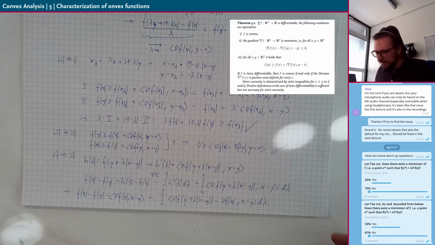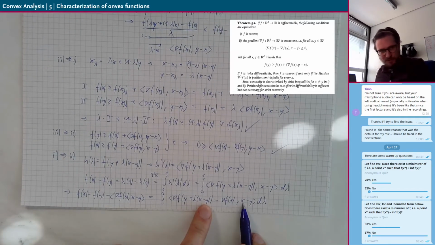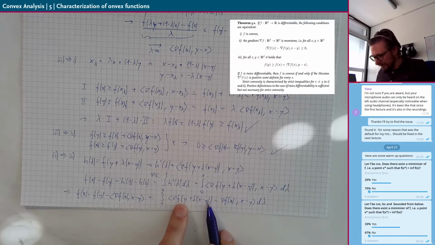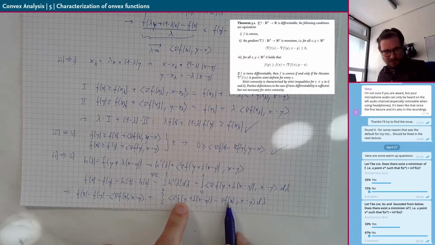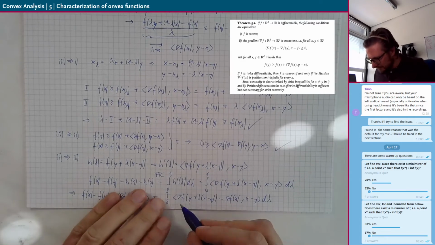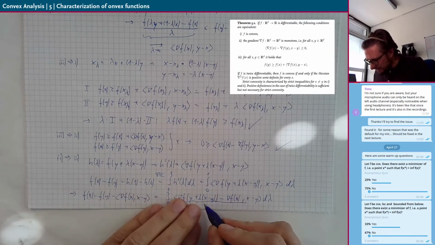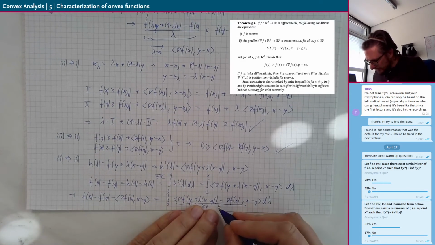And it just remains to observe that this term here is positive by monotonicity, because this guy minus that guy is a positive multiple of this. So this thing here is larger or equal 0 by monotonicity.